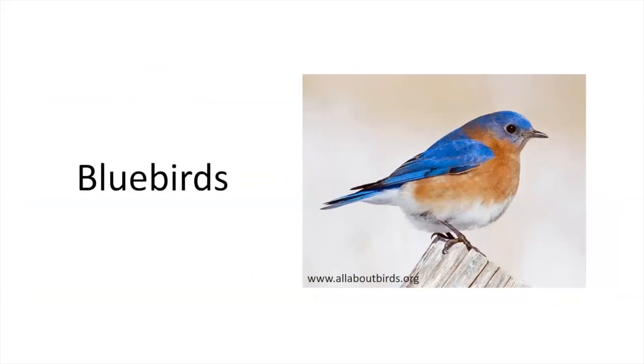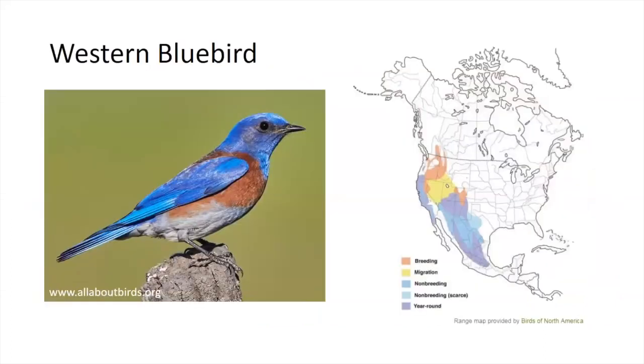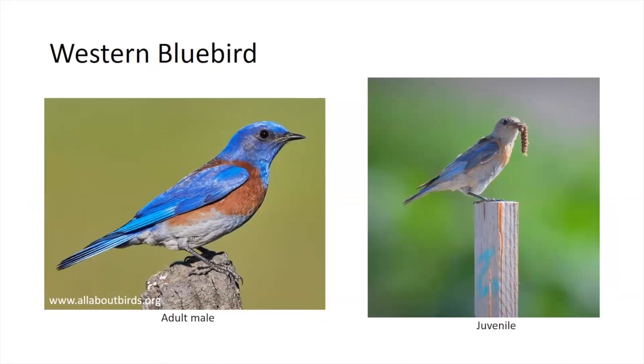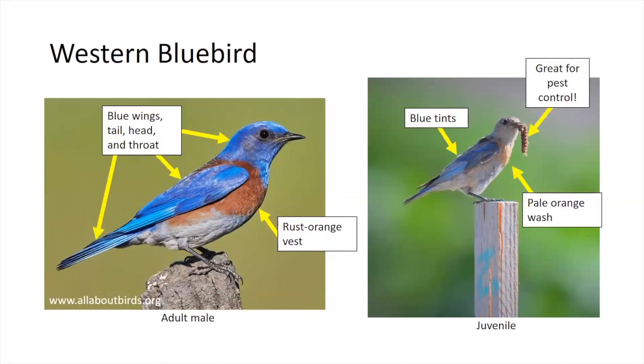Next are bluebirds, which are farmers' friends. The first is the western bluebird, who's distributed, like his name implies, throughout the West. The male is a lot bolder than the juvenile and female. He has beautiful blue wings, tail, head, and throat, and a rust orange vest. So this orange color extends around the breast, up onto the shoulders and back. The juvenile is just kind of more washed. The orange isn't so bright. It has blue tints rather than being solid blue.